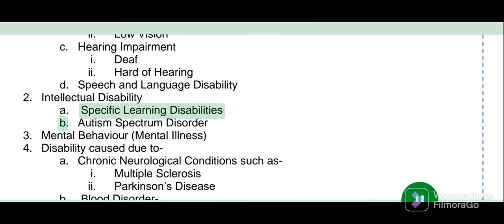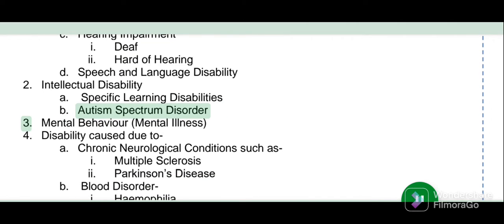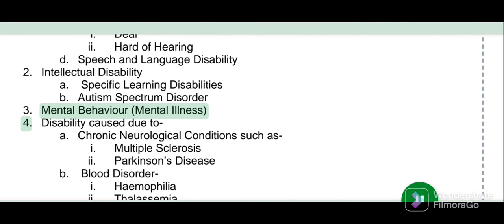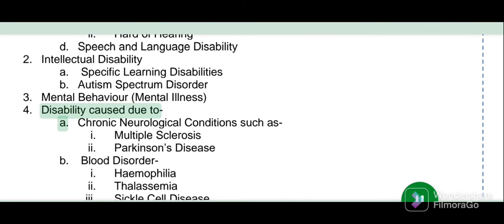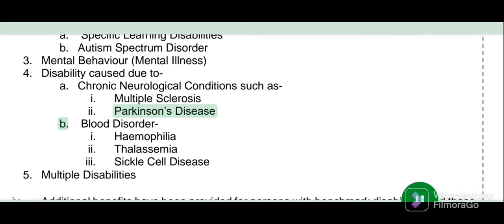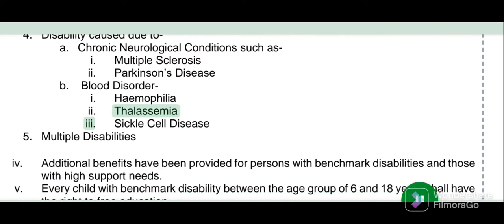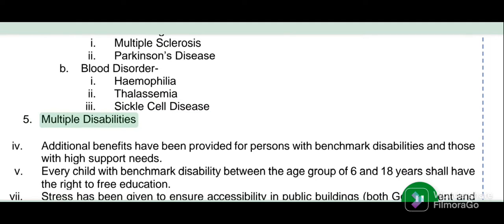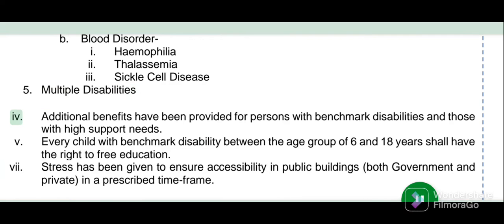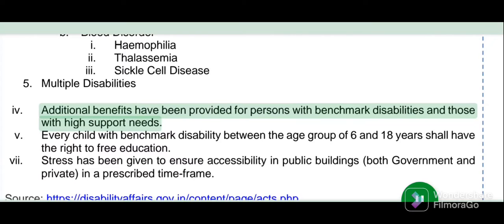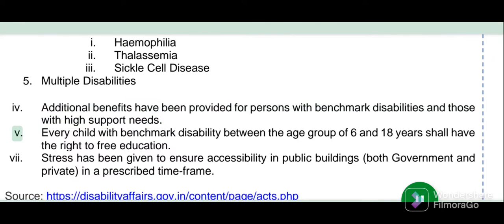2. Intellectual disability: A. Specific learning disabilities, B. Autism spectrum disorder. 3. Mental behavior (mental illness). 4. Disability caused due to chronic neurological conditions such as I. Multiple sclerosis, II. Parkinson's disease. B. Blood disorder: I. Hemophilia, II. Thalassemia, III. Sickle cell disease. 5. Multiple disabilities. Additional benefits have been provided for persons with benchmark disabilities and those with high support needs.